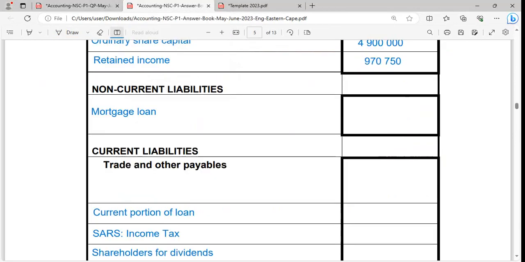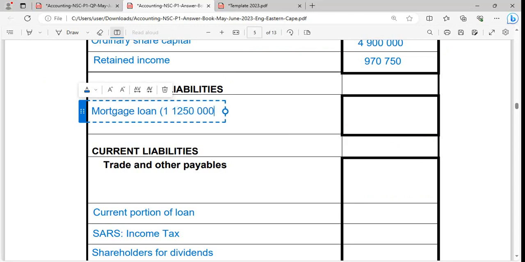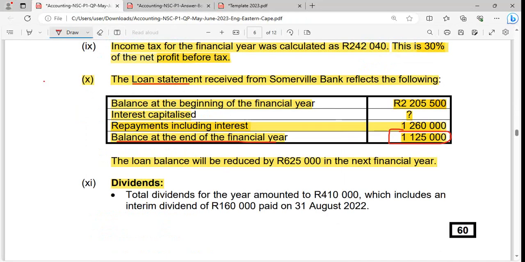So the mortgage loan closing balance is 1,125,000. But we know that something was mentioned here. So the loan balance will be reduced to 500,000 in the next financial year. So now the balance of 625, this is the balance that will be paid in the next financial year. So this balance is payable within 12 months.